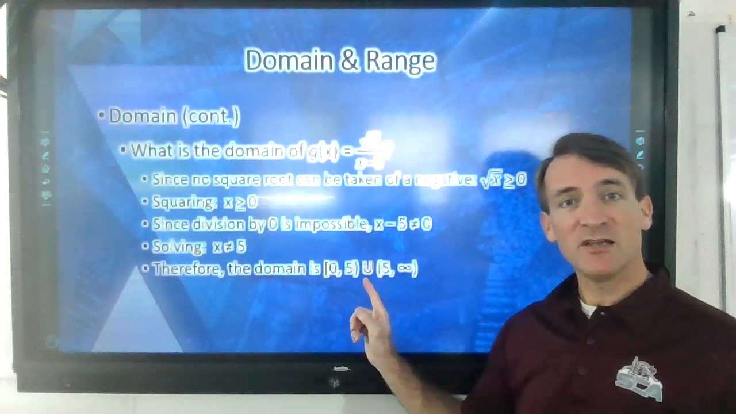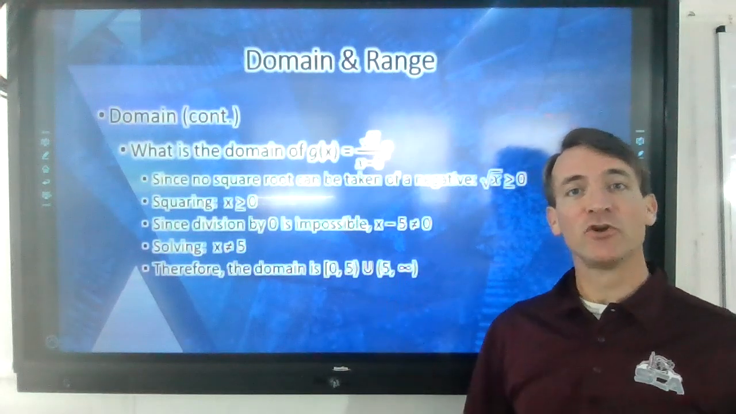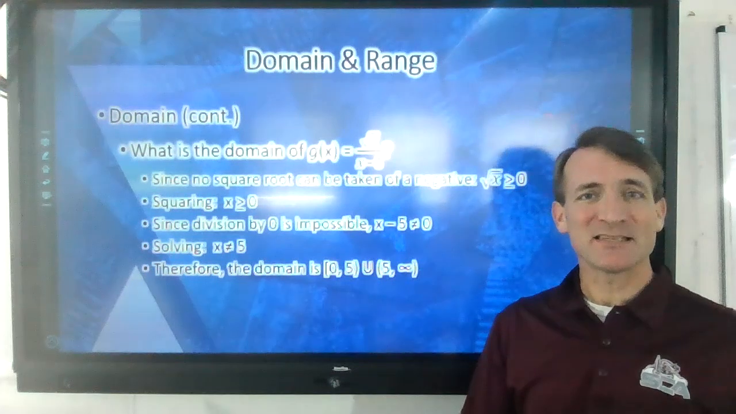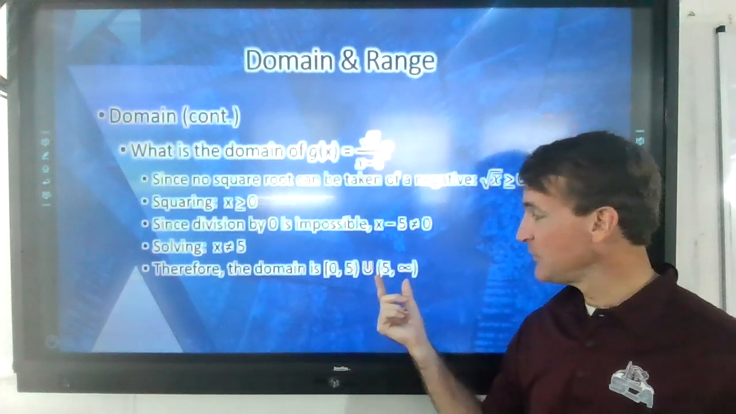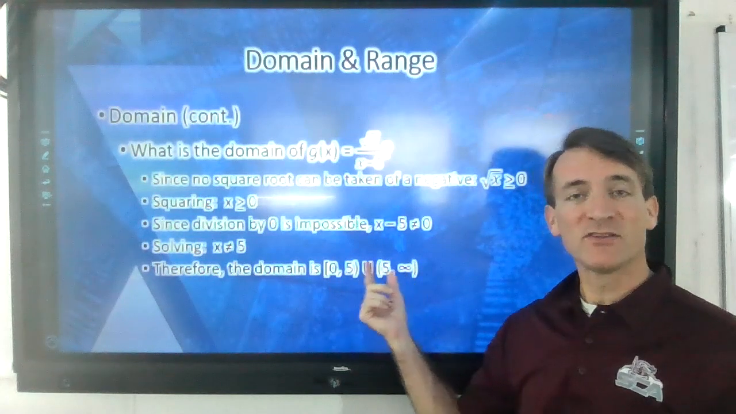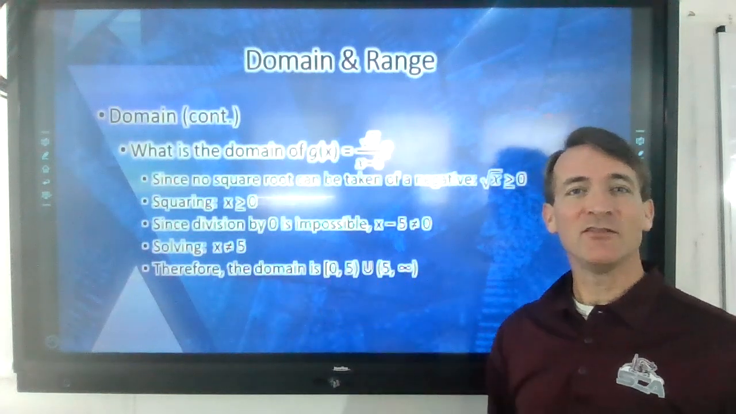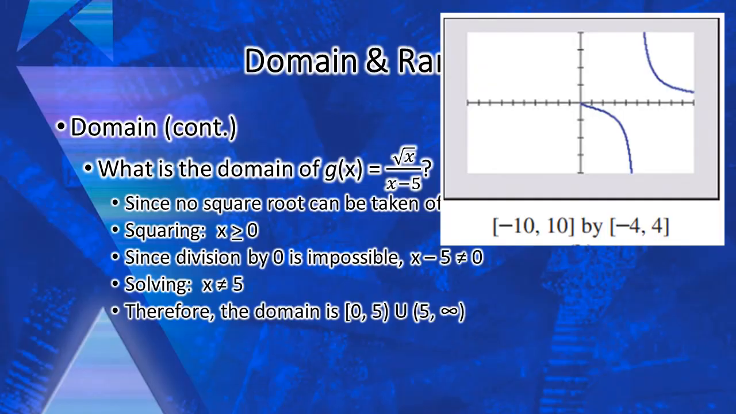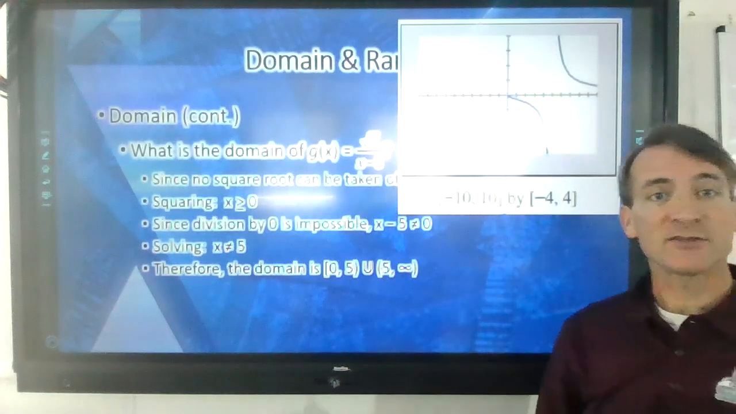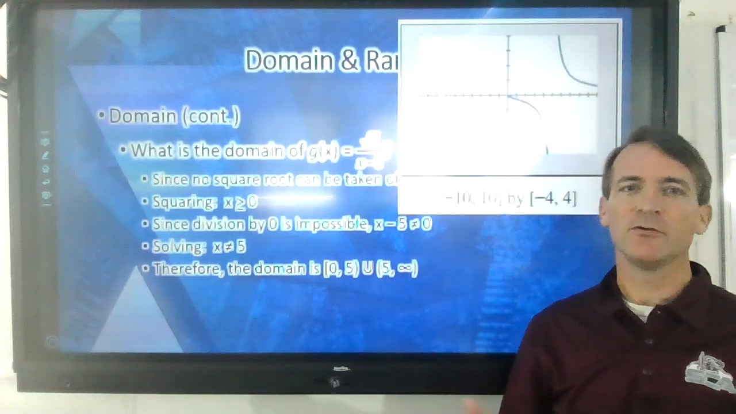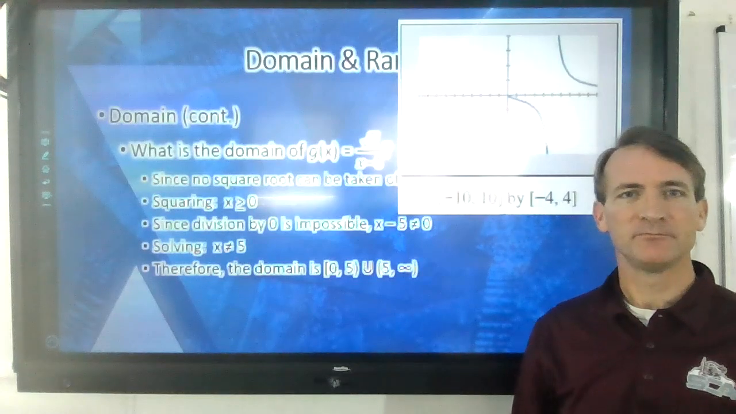Now, this middle sign here, that U, stands for union. It's like an and statement. So I've got this as part of my domain and this is part of my domain. What isn't included are negative values and the value of 5 itself. If we were to graph this, this is the way it would look. You'll notice that where x is equal to 5, I will have a vertical asymptote. So it can get close to that value, but will never actually touch it.